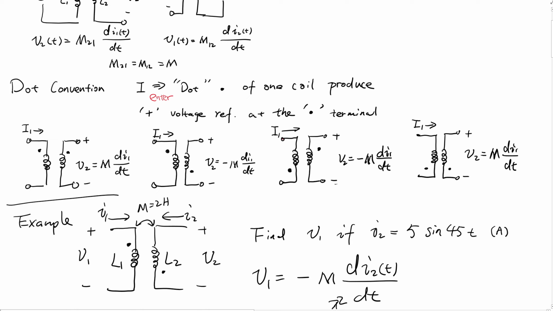Another one is leaving, not entering, the dot, so this one will get a negative sign. This contradicts the reference I preset, so this V2 gets a negative sign. This one is leaving as well, so this should be negative, and this should be positive, following the reference I gave here. So it's a positive.